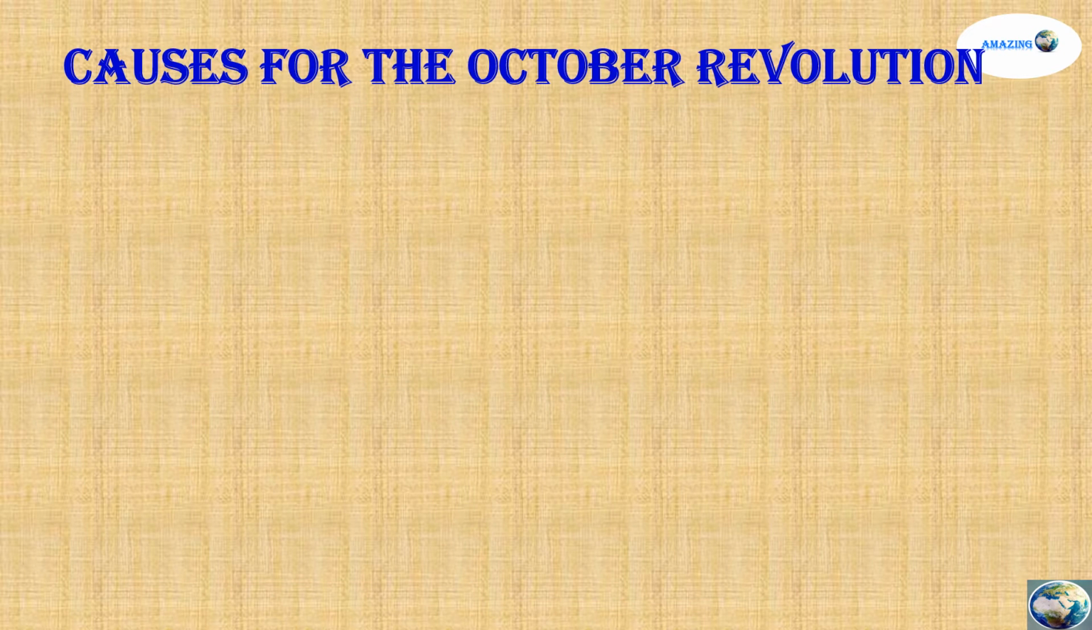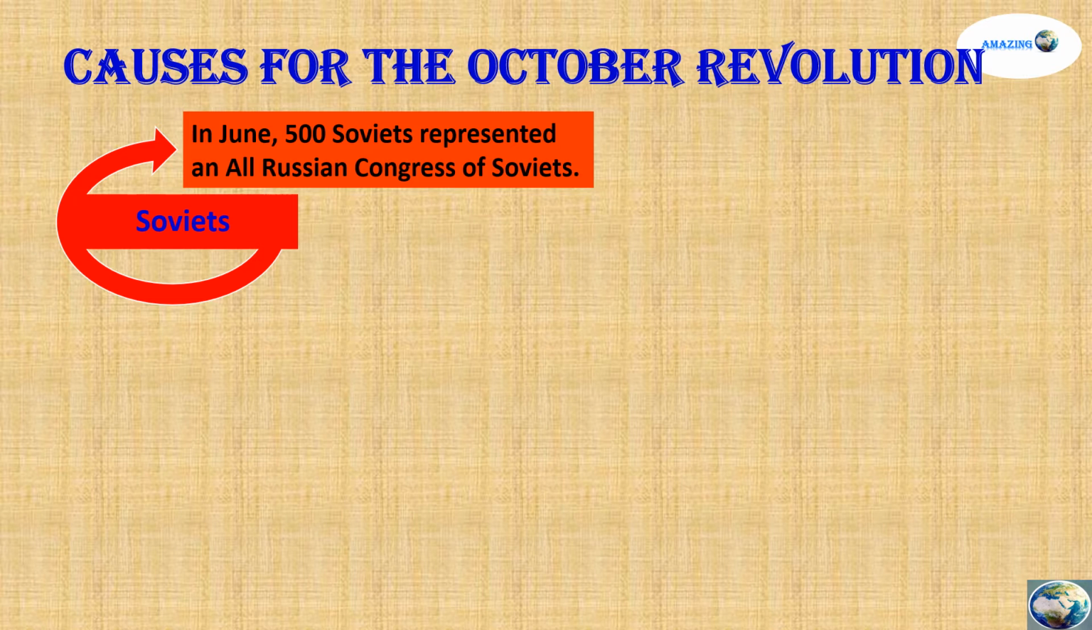The other cause was the Soviets that were formed by June 1917. There were 500 Soviets that were formed, and an All-Russian Congress of Soviets was formed, where representatives from these 500 Soviets attended. All this was now troubling the provisional government.